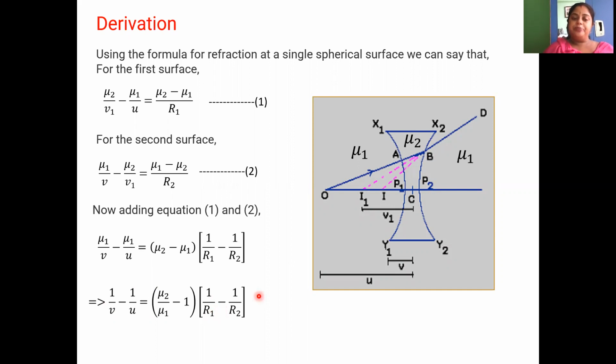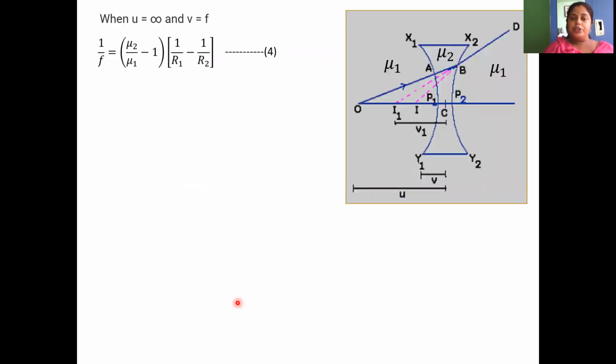Now if your object is placed at infinity, then you will get the image at the focal point, that is the focus. So your image distance will be equal to the focal length. So you can put u equal to infinity, so this term will be 0 and v equal to f here. So 1 by f equals (mu2 by mu1 minus 1) into (1 by R1 minus 1 by R2). You will get equation number 4, and it is the required lens maker formula for a double convex lens.